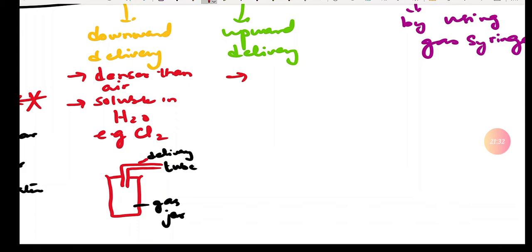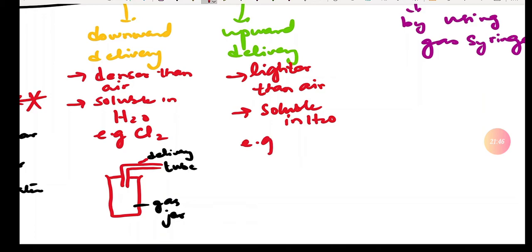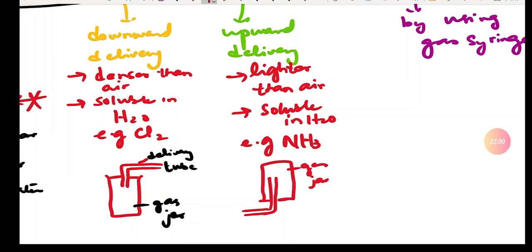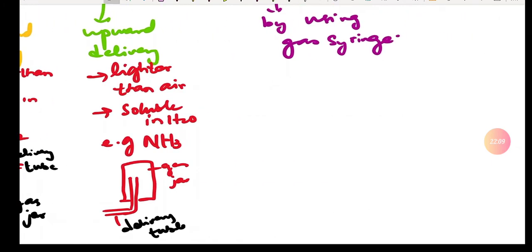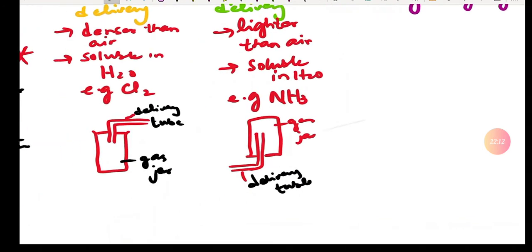Next is the upward delivery. It is opposite. The gases are lighter than air, and once again they are soluble in water. For example, ammonia. They are collected by the upward delivery method. So you have a delivery tube that is entering an inverted jar. This is the gas jar and this is the delivery tube. You should be able to mention each apparatus that is being used in your diagram.